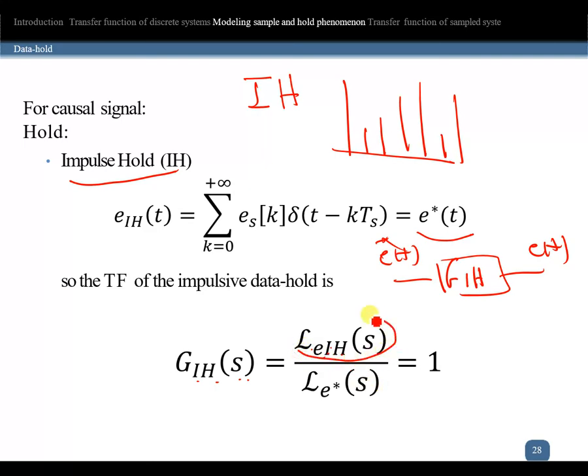This one I know by definition becomes the sum of this, exactly the same as the definition of E star S. These two will be cancelled, and there will be 1. That means the transfer function of the impulse holder will be 1.